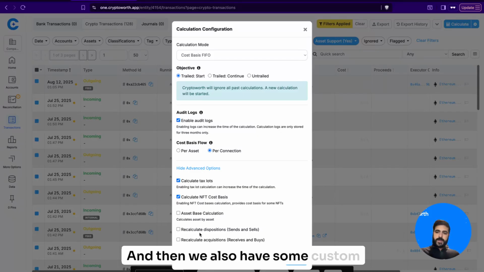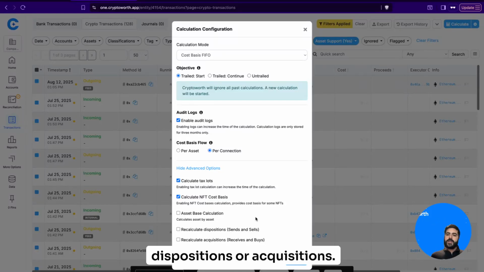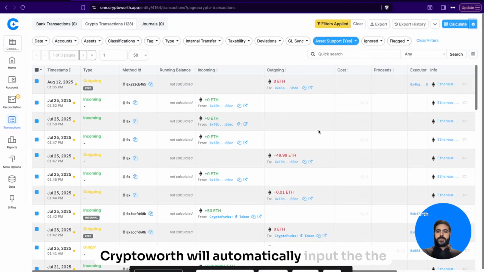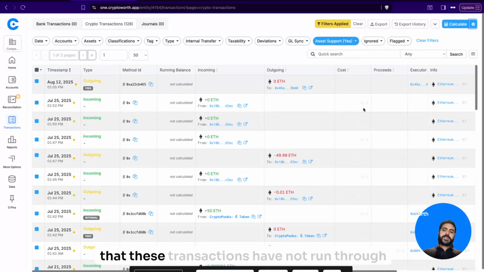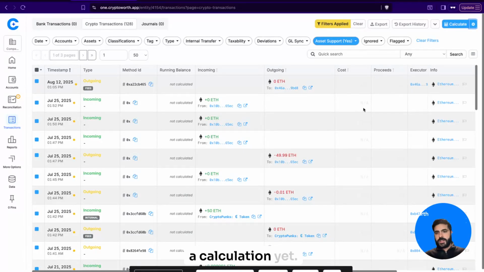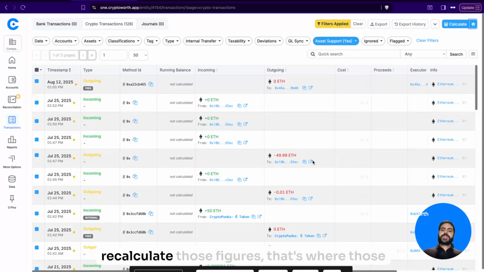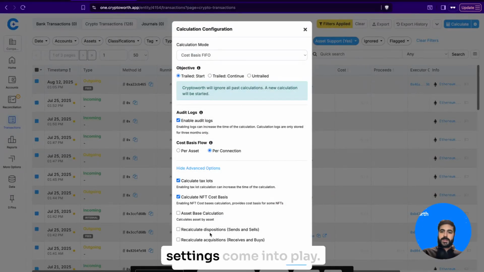And then we also have some custom calculation settings, such as recalculating dispositions or acquisitions. Once you run a cost basis calculation, Cryptoworth will automatically input the financial values within the cells on their cost and proceeds. Now, if you don't see any cost basis or proceeds for your transactions, that means that these transactions have not run through a calculation yet, so they need to be run through a calculation. And if they are there and you want to recalculate those figures, that's where those recalculate disposition or acquisition settings come into play.